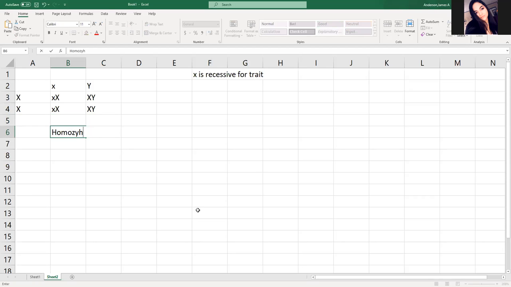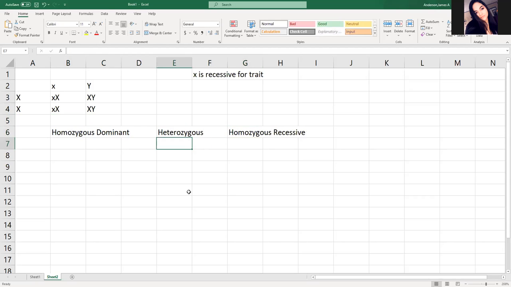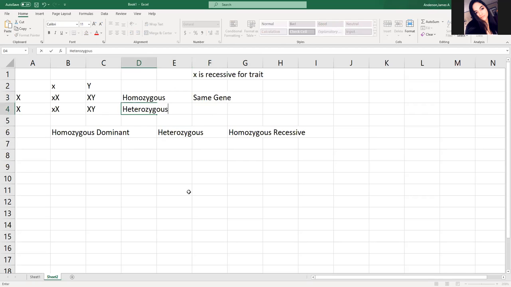homozygous dominant, heterozygous, and homozygous recessive. For those of you who don't remember what these words mean, homozygous is the same gene, essentially. Heterozygous is a different gene. What that means is if I have the same capital letter dominant trait present in both, it's going to be homozygous dominant. If I have two lowercase x's, it's going to be recessive. And if I have a mixture, it's going to be heterozygous because they are different.